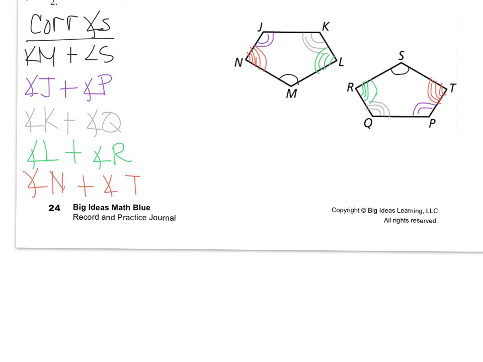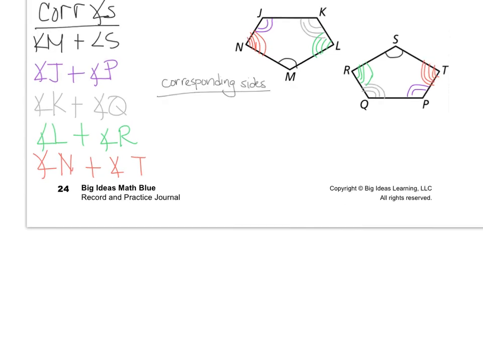Now I need to list my corresponding sides. Okay, for corresponding sides, I'm going to start with KL. So KL corresponds with, so I have chosen the side in between K and L. Over here, K is a corresponding angle with Q. So K goes to L, therefore the corresponding side is QR. So KL and QR. And I put a little tick mark there.